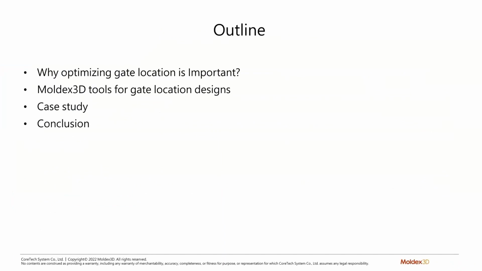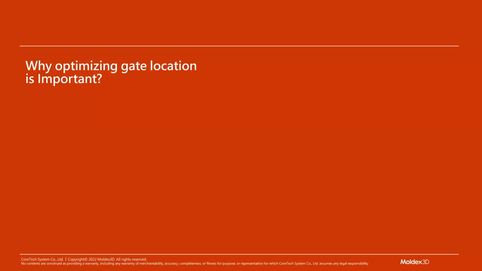So our outline has four main points. The first one is why optimizing gate location is so important in mold design and injection molding. Second is the Moldex3D tools for gate location design. The last one is the case study and conclusion. So let's quickly start.